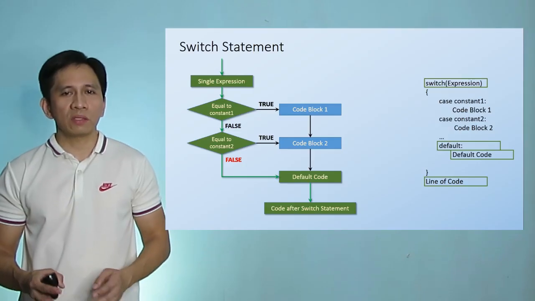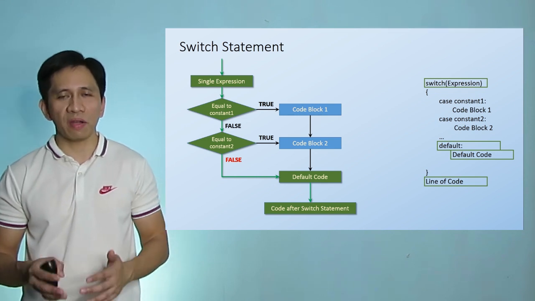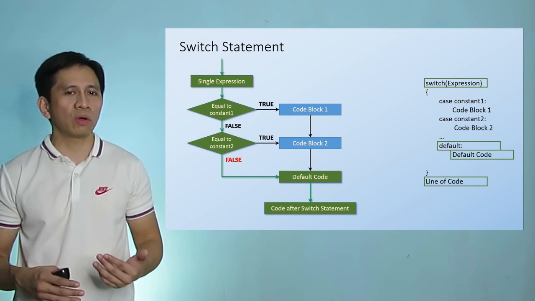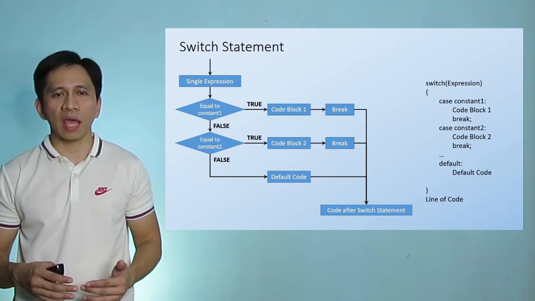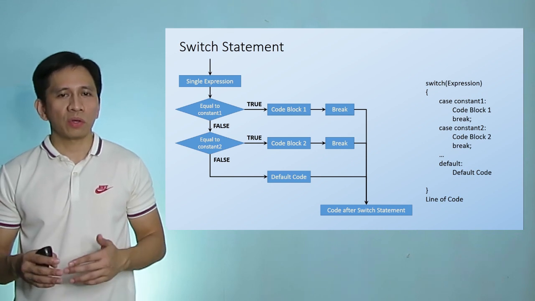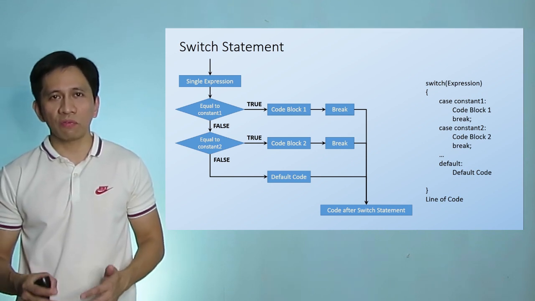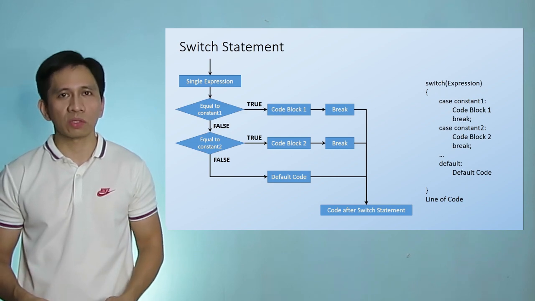To avoid running succeeding code blocks below the code block related with the verified case, or what is called fallthrough, we may add the break keyword as the last line of a code block except in the default block, so that the program will proceed to the line of code directly after the default block. Let's watch.